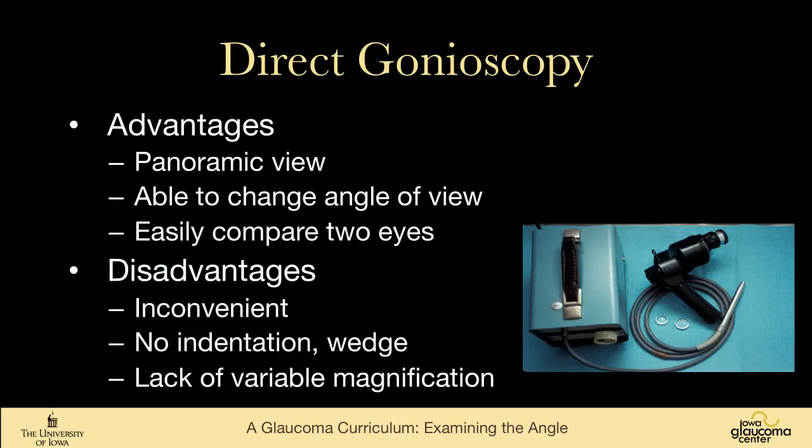There are some real advantages to this technique. There's a panoramic view. There's the ability to change the angle of the view easily. One can put a lens on both eyes to compare the 2 eyes. But it also has some disadvantages. The main one is that it's inconvenient, and anything that's inconvenient isn't used very often. Hard to do indentation, lack of variable magnification. So it's so inconvenient that that's why the Van Herick test was developed. We'll talk about that later in this lecture. But this is something that today is used for exam under anesthesia and for surgery, but not for routine clinic exam.